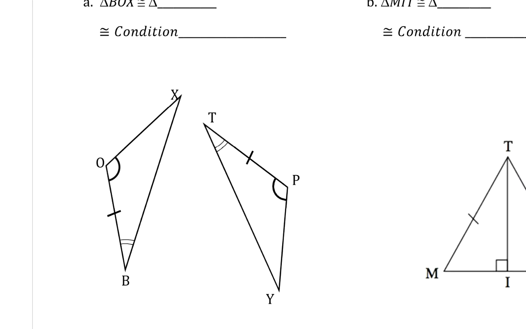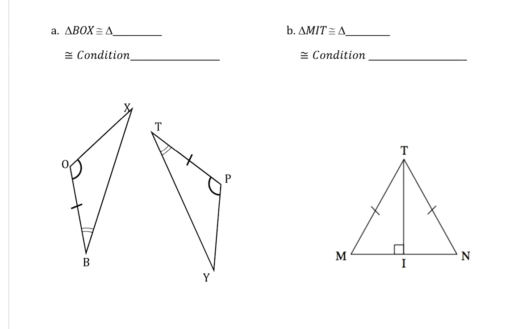It says triangle BOX. So I'm starting with B, and I'll color code this. B, then the O, then the letter X. B has this tick mark with two lines on it, and the one on the other triangle that has that also is T. And then O, you can see it has this one arc, which goes with P. So B to O to X goes with T to P, and then the last one would be Y. So the triangle congruence statement is triangle BOX is congruent to triangle TPY.